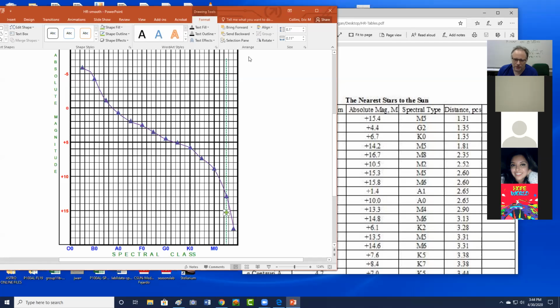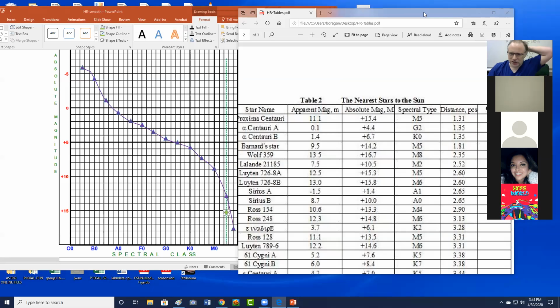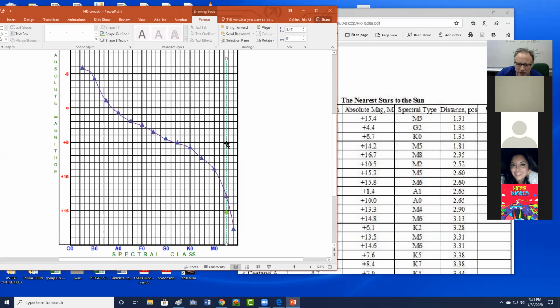And you might ask yourself, is that away from the main sequence? Well, it's kind of away, but not really away. So let's hold off, because we haven't plotted anything else yet to see what's really going on. So if I plot the next one here, Alpha Centauri A, I go to G2 and positive 4.4. Okay, so I'm going to go back over here.